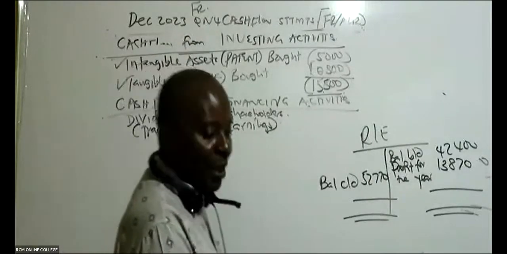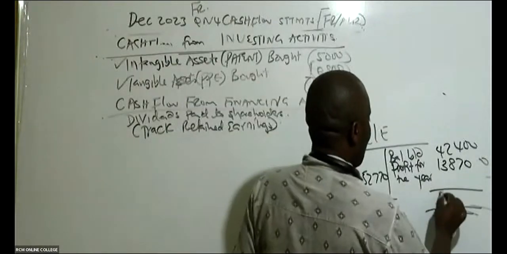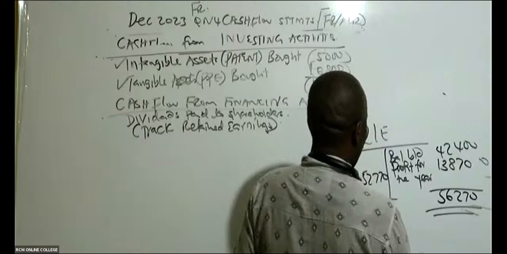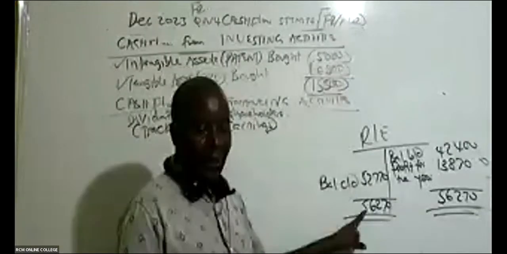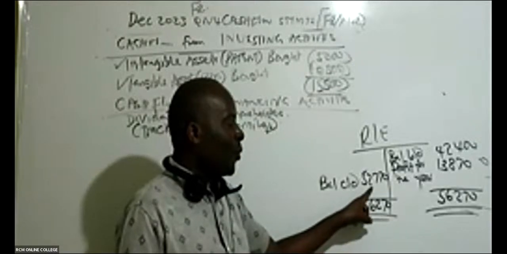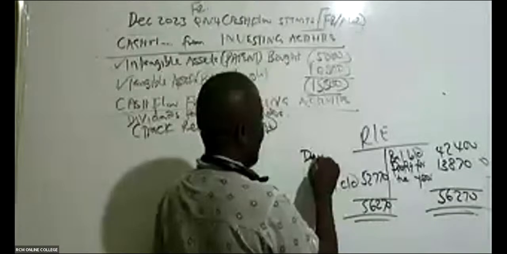So in this case here, the bigger one is 56,270. So this is what we expected to be the retained earnings at the end. But you see the retained earnings at the end were 52,770. It means they paid something. They paid dividends. So dividends paid.